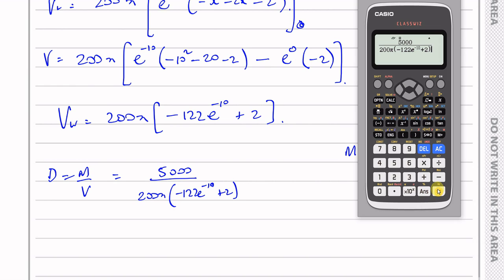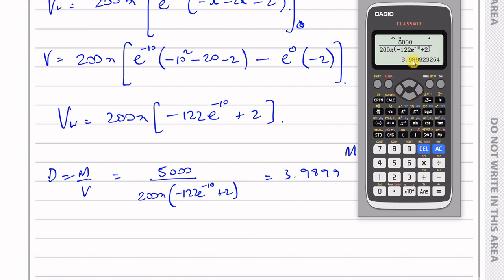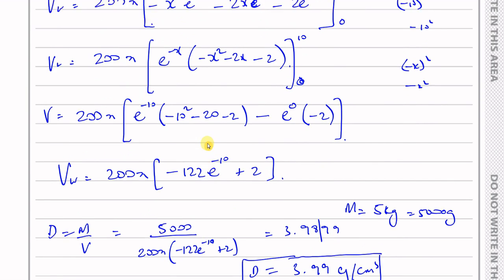Now that's going to give us the density in grams per centimeters cubed, which is 3.9899. So to 3 significant figures, that's 3.99 grams per centimeters cubed. Okay, that's the density of this object. So there's the answer to that.